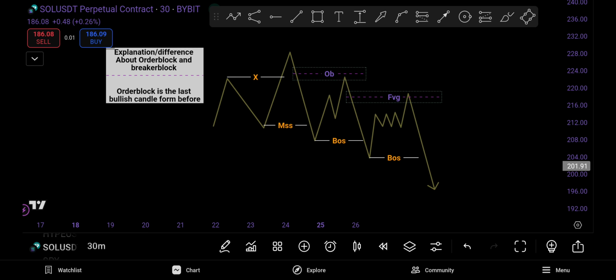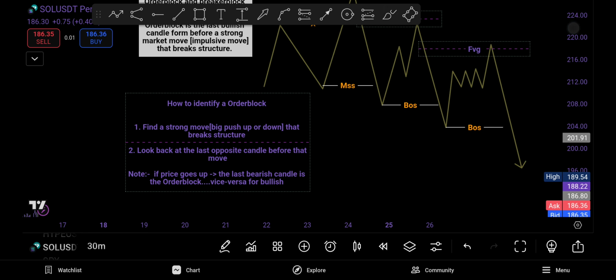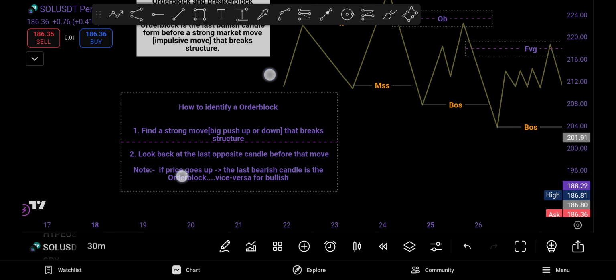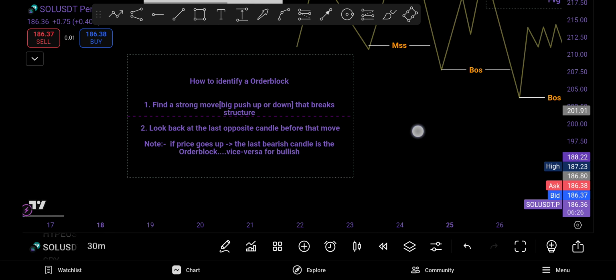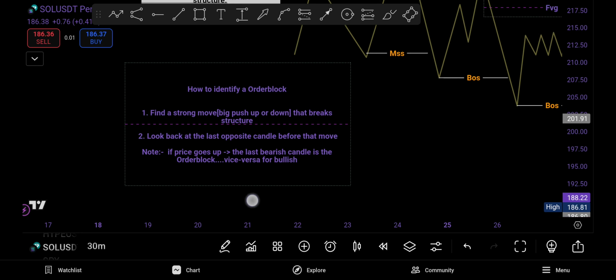The first rule. I've written the rules on how to identify an order block over here, as you can see. How to identify an order block. First, you have to find a strong move, as I said, an impulsive move. You have to find a strong move, a big push up or big push down that breaks structure.